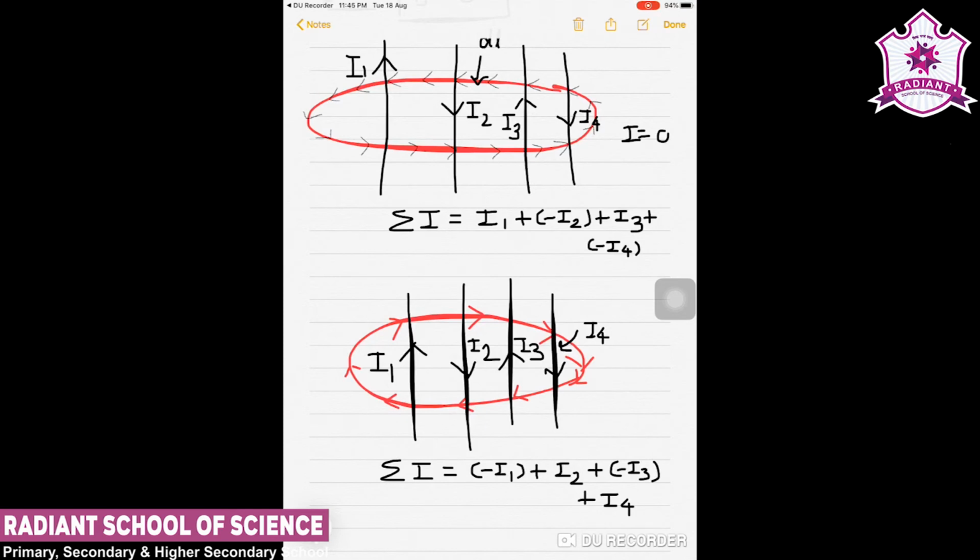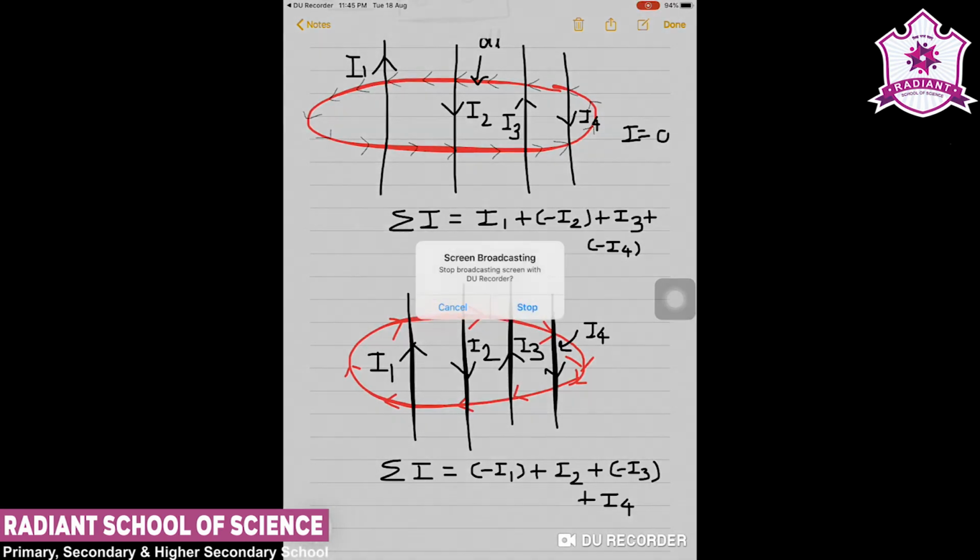Now we will see how Ampere's circuital law is used to find the magnetic field due to a very long current carrying wire.